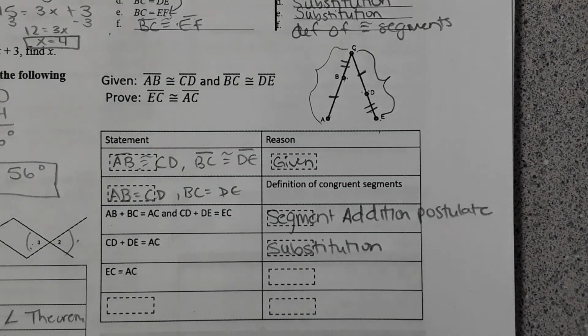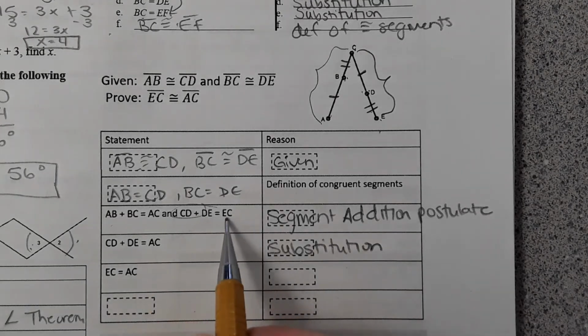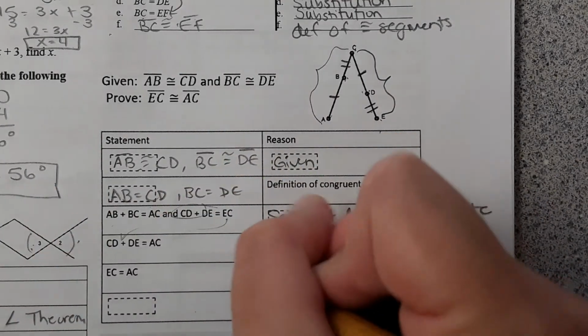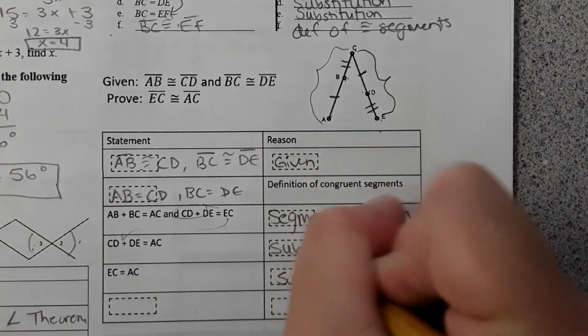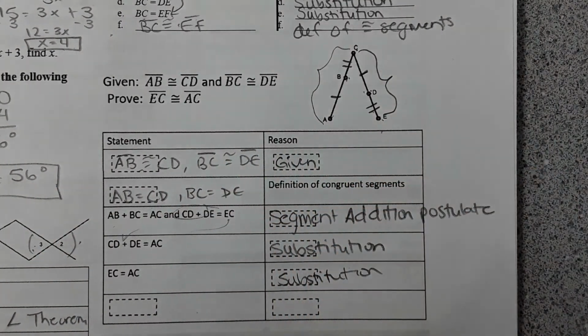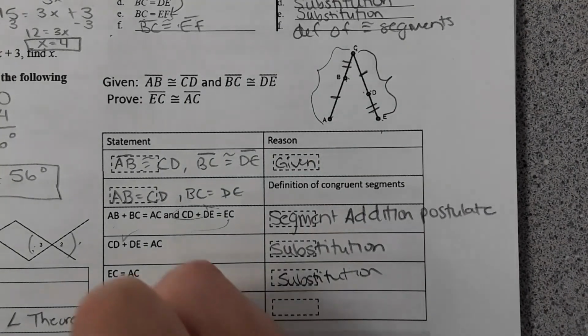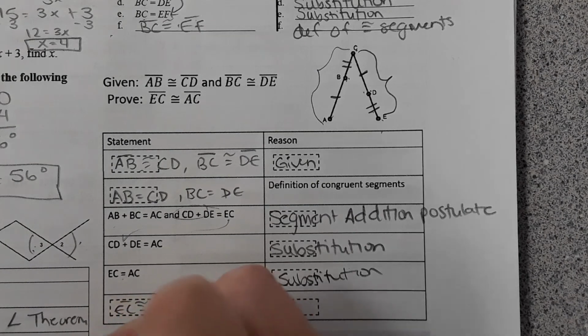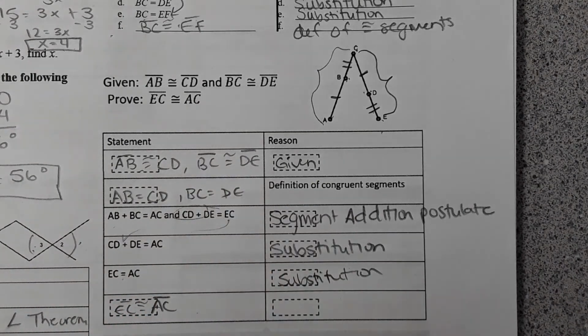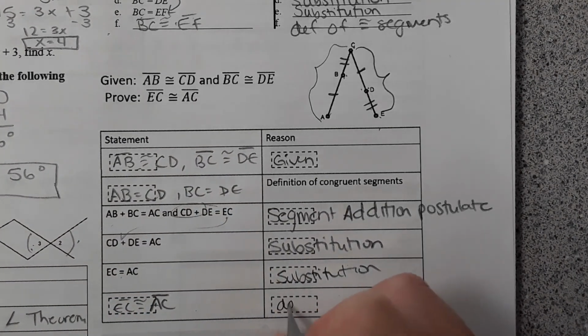And then they are using substitution again. Since this is equal to EC, they're plugging that in there. Substitution. And then last but not least, they're turning this into a congruent statement. And definition of congruent segments.